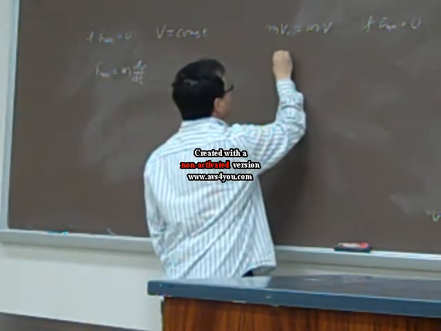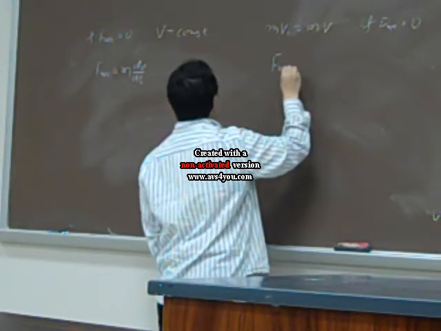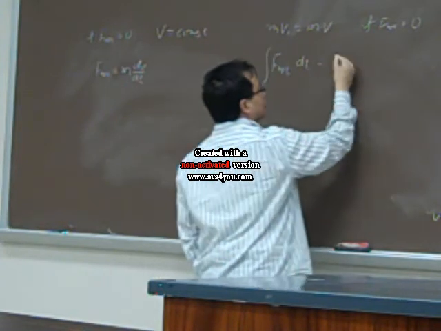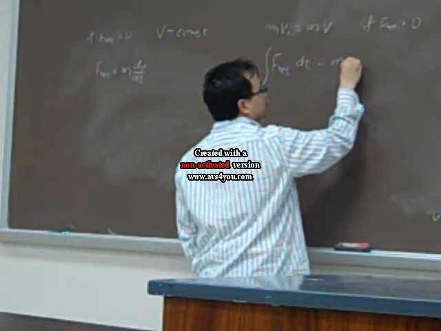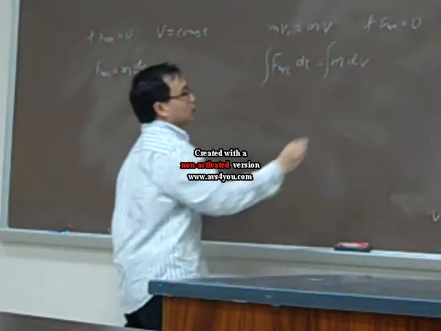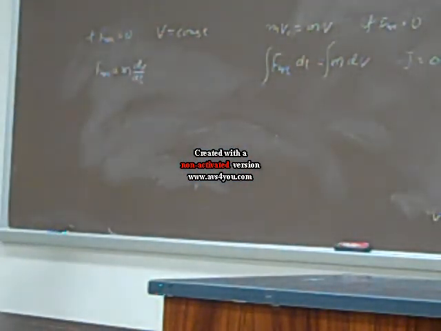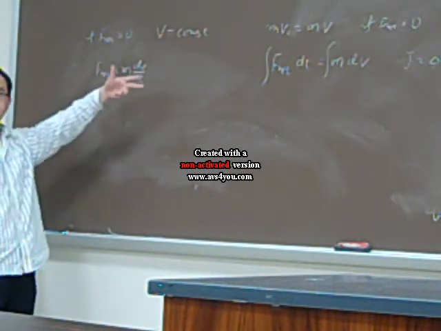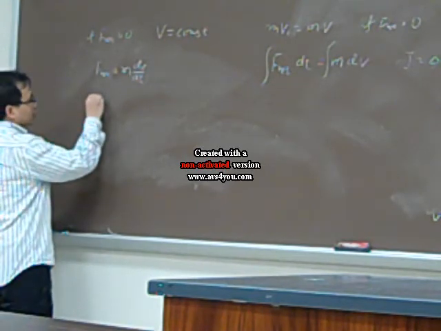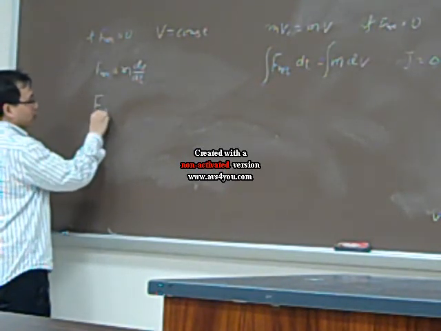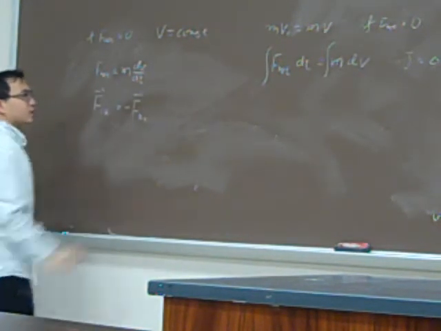And here the impulse-momentum theorem says that F net dt equals m dv, or J equals delta p, right? So they are the same thing. We simply integrate this with respect to time. So the third law says that F12 equals negative F21, the action and reaction.